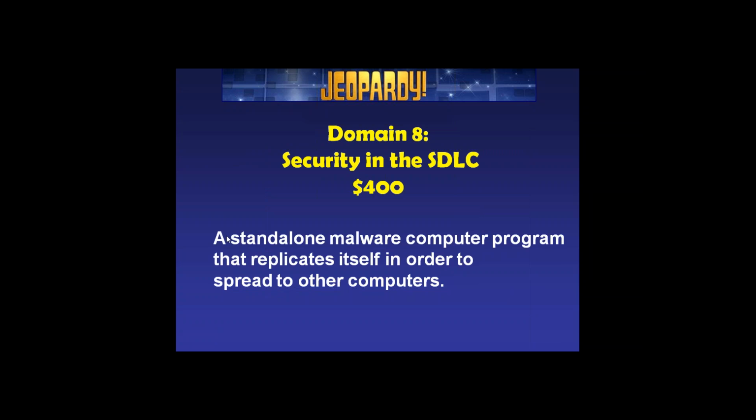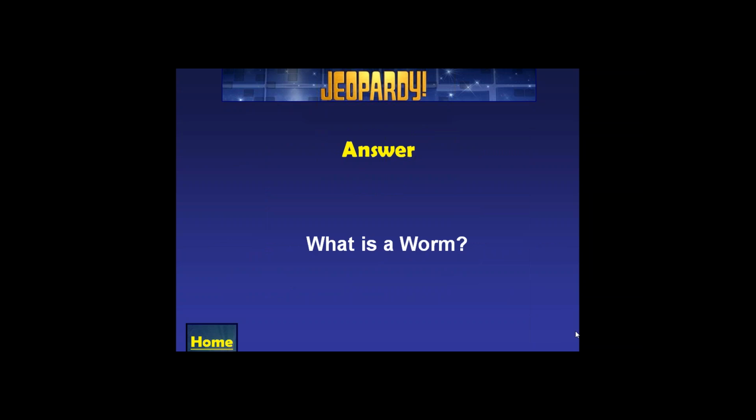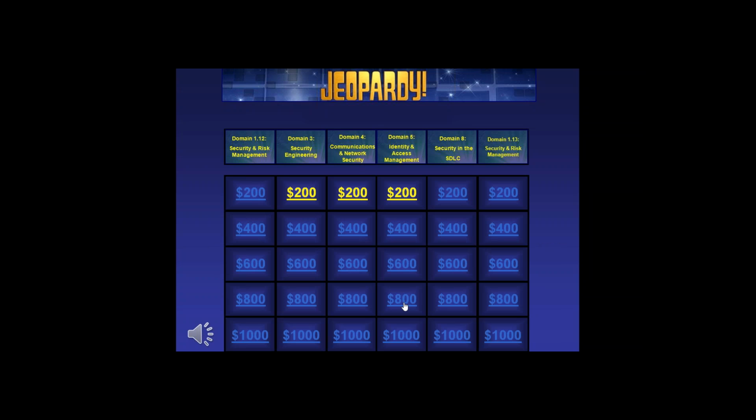First correct response is from George. What is a worm? The key difference between a worm and a virus is a worm doesn't need to attach itself to another file in order to replicate to another computer. Make sure you remember that. All right, George, what do you got? All right, let's do domain 4 for 200. Here we go.